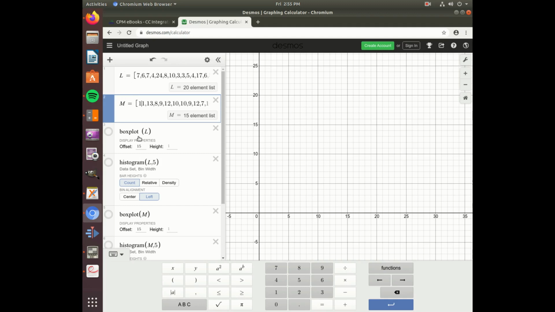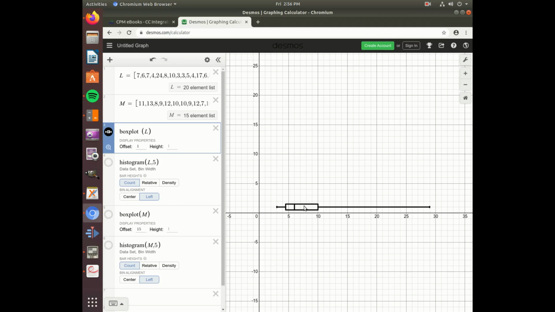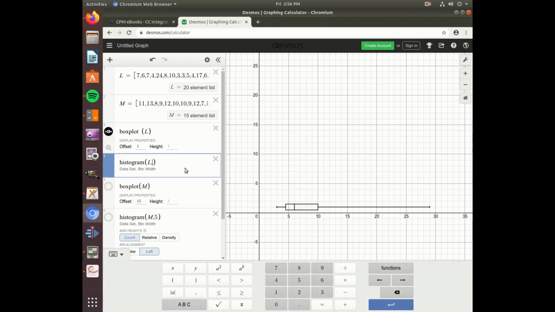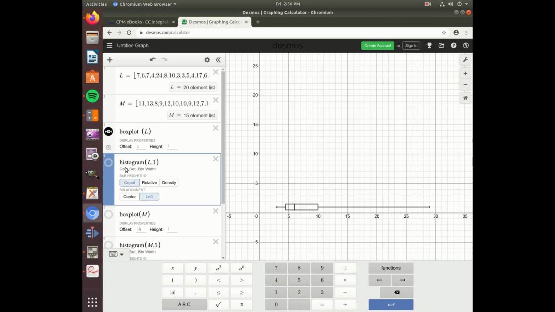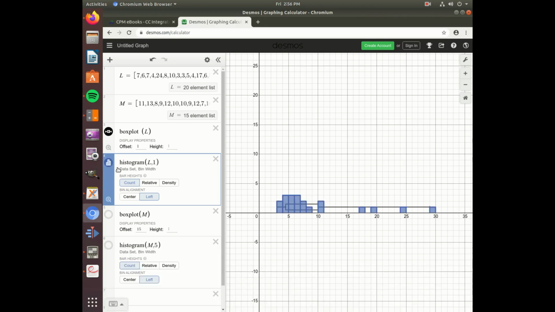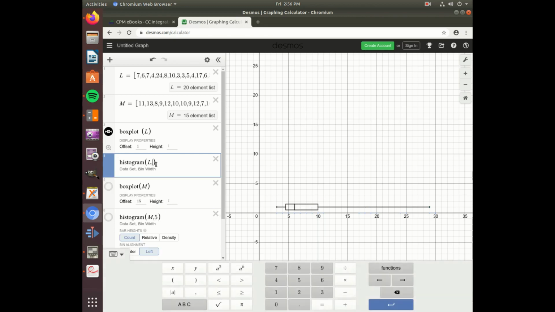Now, and this is how easy Desmos is, I say, hey, I want to make a box plot of the data that's in L. And I think it looks something like this originally. It made the data of L. And then I said, all right, cool. Well, I want to make, and again, I think it looked like this originally, I've already played with this a little bit. I said, I want to make a histogram of the data in L. And it went like that. And it was done by ones. Well, again, you'll see the data set is L. The bin width is 1. I want to change that to 5.